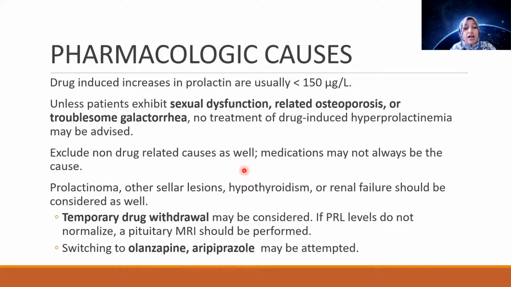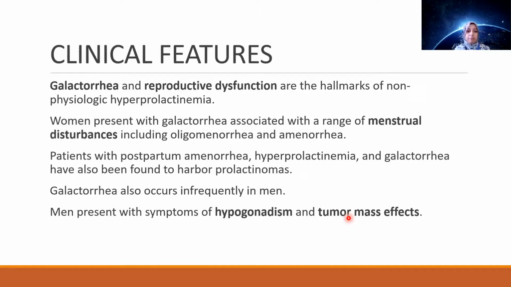So if the levels are very high, think about checking for an MRI or checking for other causes. Prolactinoma, other sellar lesions, hypothyroidism, or renal failure should be considered in such cases, as I told you. And then you can assess for a temporary drug withdrawal, and if the prolactin levels do not normalize, then go for a pituitary MRI. Switching to olanzapine or aripiprazole when the drugs are antipsychotics may be attempted, but in close liaison with the psychiatrist. Otherwise, the patient would be in great trouble.